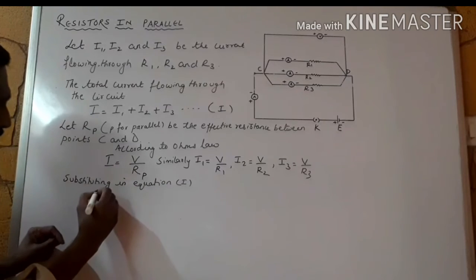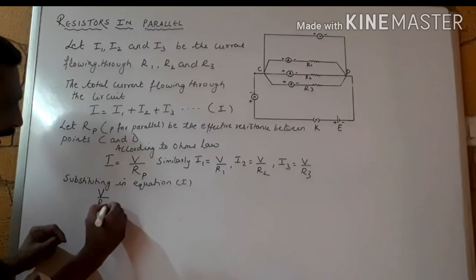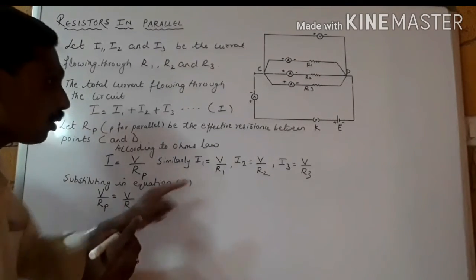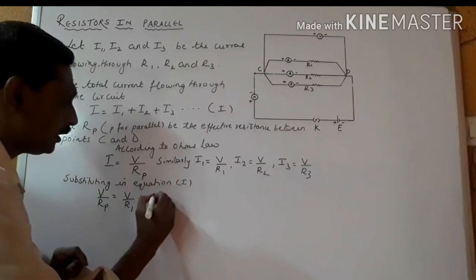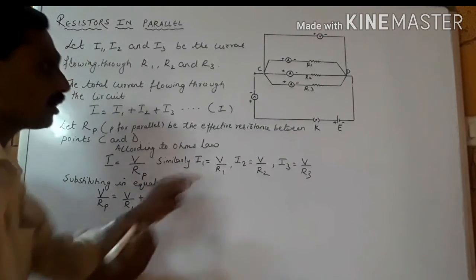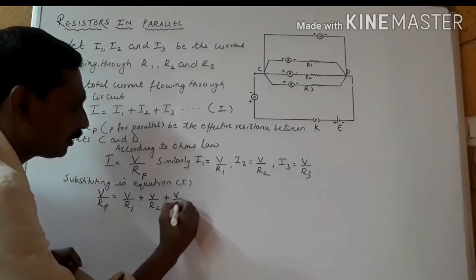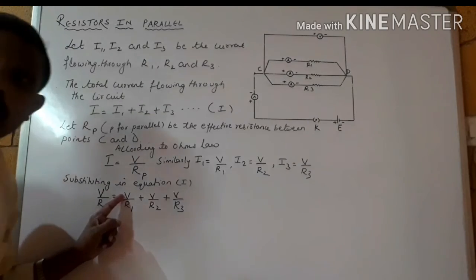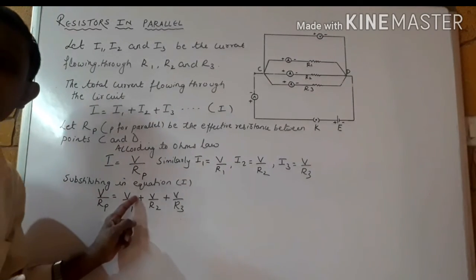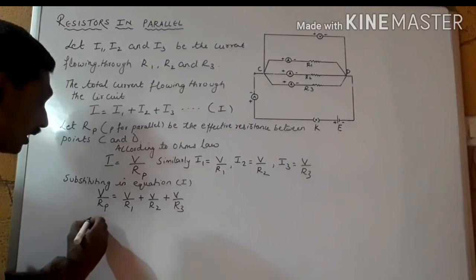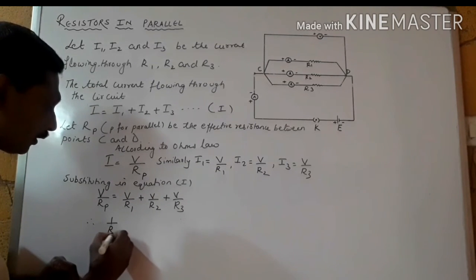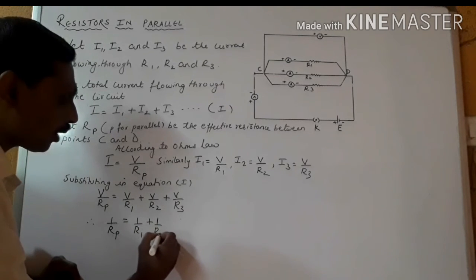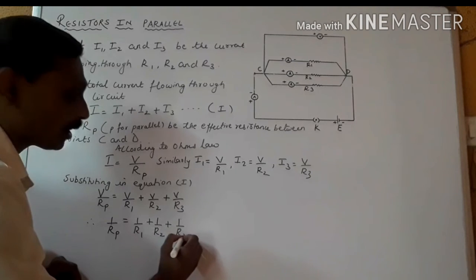What is I? V upon RP. So let's write V upon RP is equal to V upon R1 plus V upon R2 plus V upon R3. Now if you remove V common, this V gets cancelled. Therefore 1 upon RP is equal to 1 upon R1 plus 1 upon R2 plus 1 upon R3.